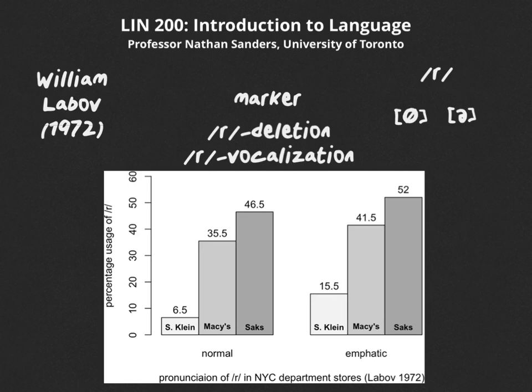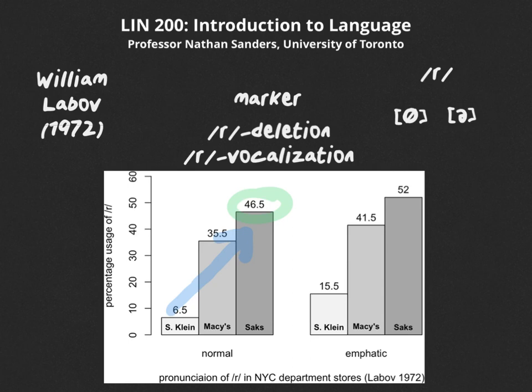It's the customers who are different between stores, not the workers. And yet, Labov found that the workers would speak more prestigiously in the more prestigious store by pronouncing R more frequently. This shows that the workers were able to manipulate this variable in response to their different social situations, trying to match the speech of their customers.